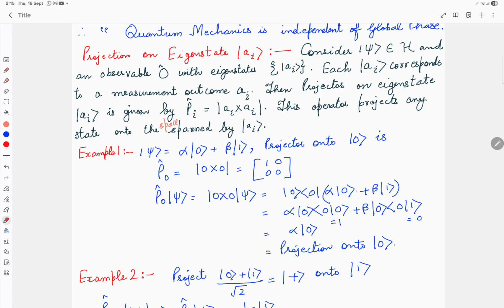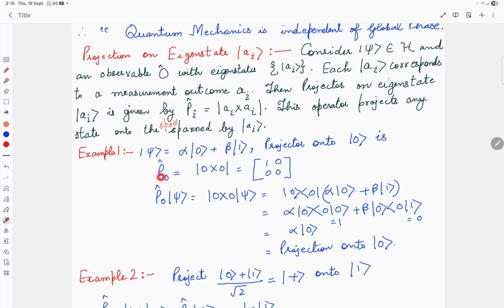Let me try to explain this using an example. Say you have a quantum state ket psi which is given by alpha ket 0 plus beta ket 1. We want to project ket psi onto ket 0. How can we do it? We take the projection operator of ket 0, which is given by the outer product of ket 0 with bra 0, and we apply this projector on ket psi. This is just the explanation of what we have previously described about the projection operators.